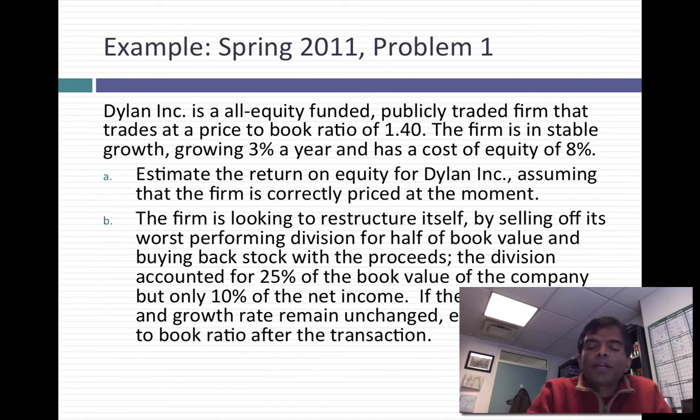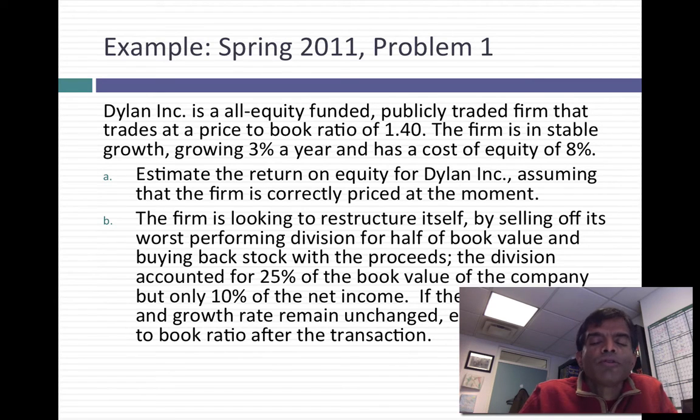So let's try this. Spring 2011, problem 1. I give you an all-equity funded, publicly traded firm that trades at a price-to-book ratio of 1.40 right now. So I've given you the price-to-book ratio. The firm is in stable growth, growing 3% a year, and has a cost of equity of 8%. So the first part of the question was, estimate the return on equity for this company, assuming that the firm is correctly priced at the moment.